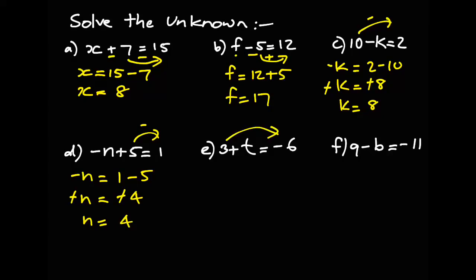Now we want to get t by itself, so we bring the 3 across. Because it's a positive 3, it comes across as a negative. So t equals negative 6 minus 3. So t equals negative 9.